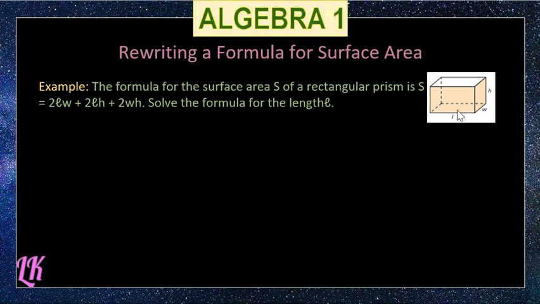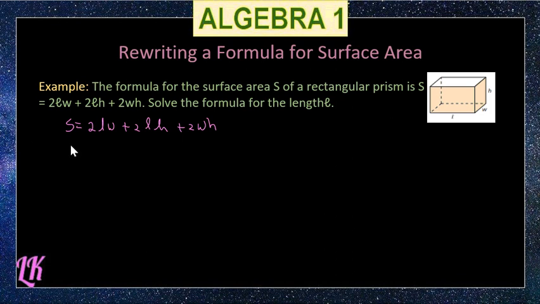The formula for the surface area S of a rectangular prism, similar to the figure shown, is S equals 2 times length times width plus 2 times length times height plus 2 times width times height. So we are asked to solve the formula for the length L. That means L should be isolated in one side of the equation.